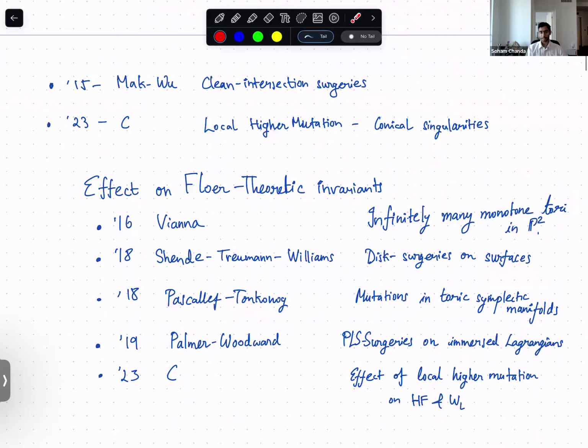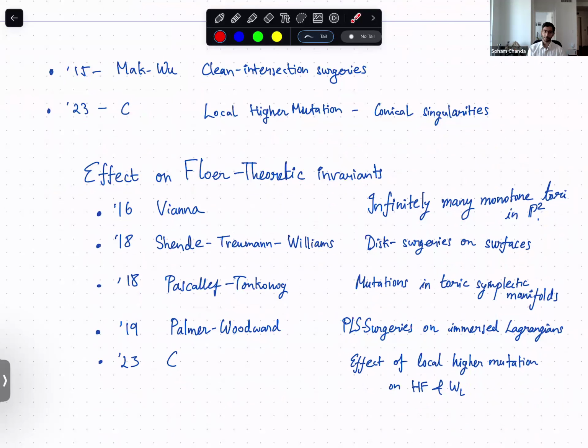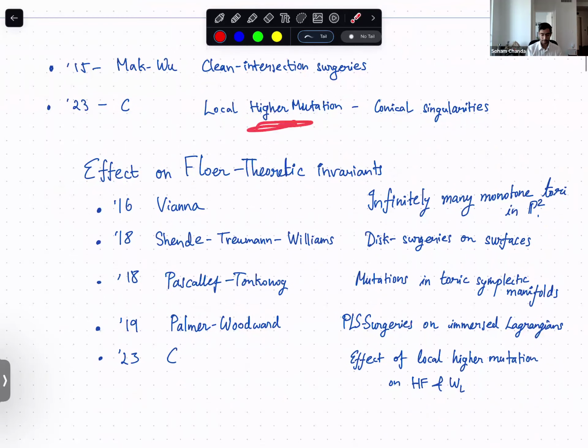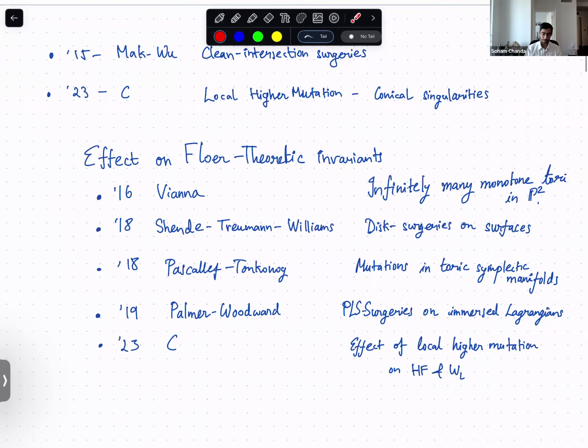Okay, this was like a short history. Of course, it's not exhaustive. There will be many more other surgeries maybe, but these are all the types of surgeries we have seen. It's always a generalization of Polterwitz surgery, except this case. This was some kind of conical surgery.